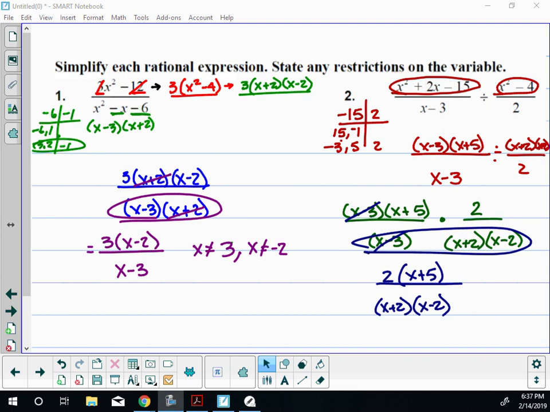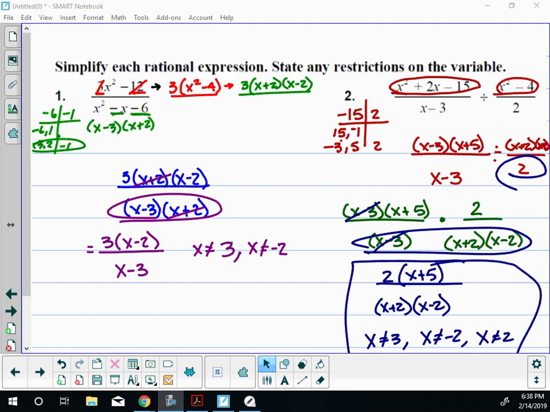Now look back at our denominators. So x can't equal 3, x can't equal negative 2, x can't equal positive 2, and look at the denominator from the original fraction. And that's just a 2, it doesn't have a variable, so there's no restrictions there. So this would be our final answer.